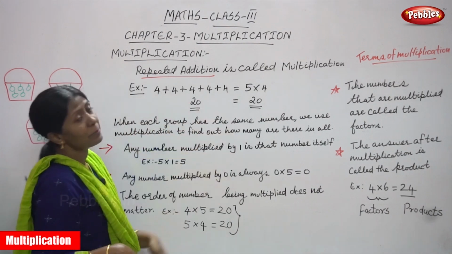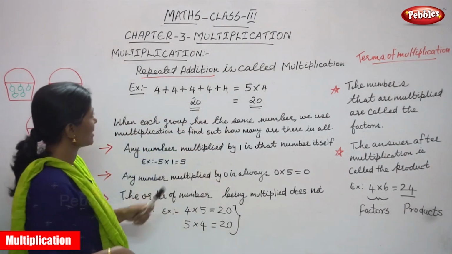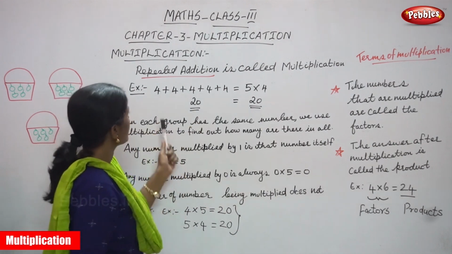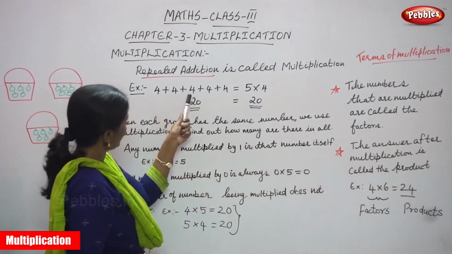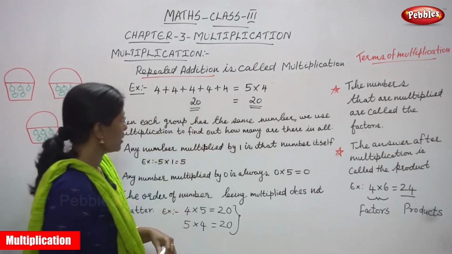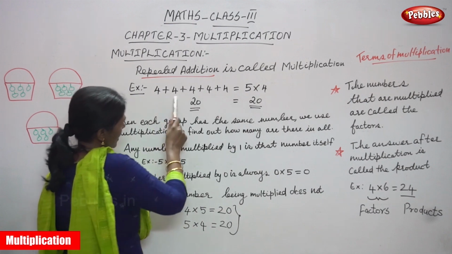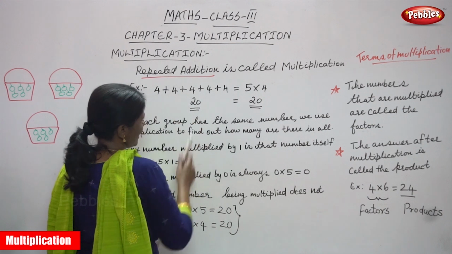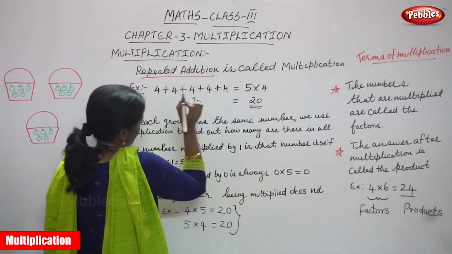Repeated addition is called multiplication. For an example, I am just writing the numbers 4 plus 4 plus 4 plus 4 plus 4. So you just add everything. 4 plus 4 is 8, 8 plus 4 is 12, 12 plus 4 is 16, 16 plus 4 is 20. Okay, you can get this answer.